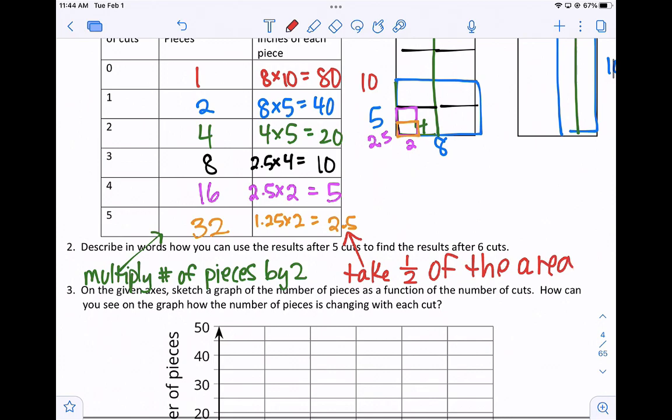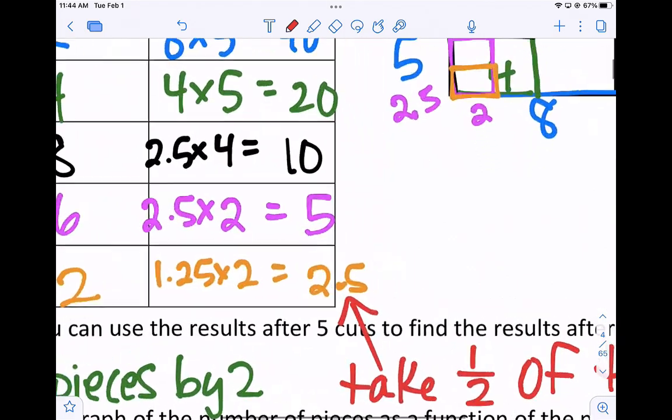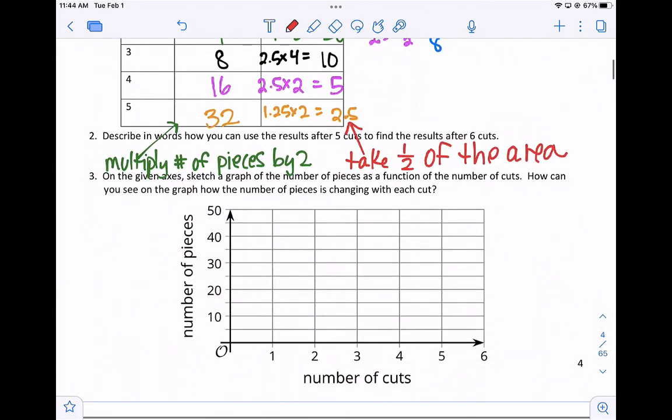So divide it by 2. So we're multiplying this one by 2, but we're dividing this one by 2. On the given axis, sketch a graph of the number of pieces as a function of the number of cuts. How can you see on this graph how the number of pieces is changing with each cut?